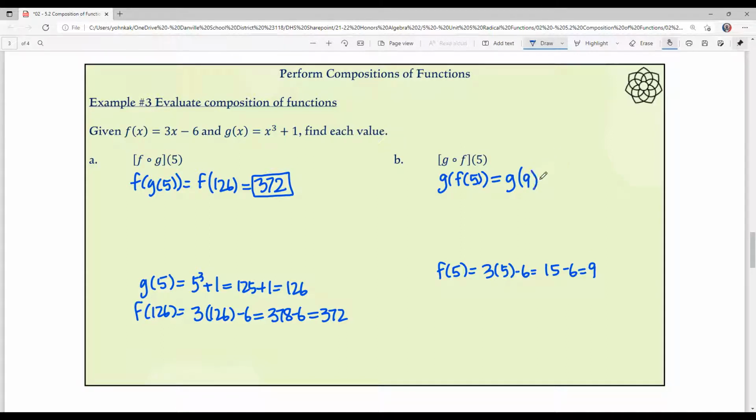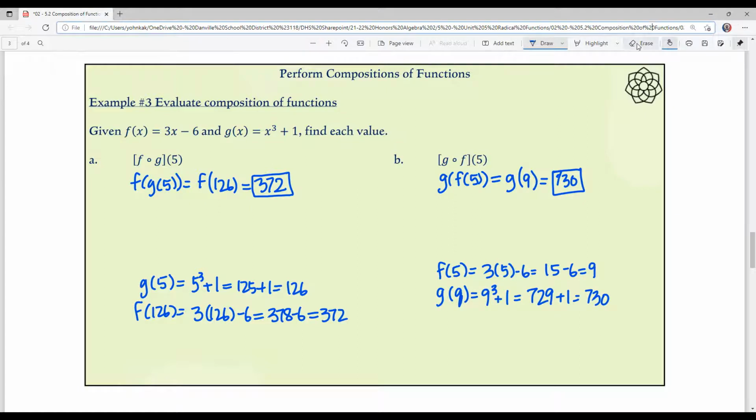So I need to now find g of 9. So g of 9 says to go to the g function, and instead of writing x, I'm going to write 9. So 9 cubed plus 1. That's 729 plus 1. That's 730. So G circle F of 5 is 730. That's really ugly.